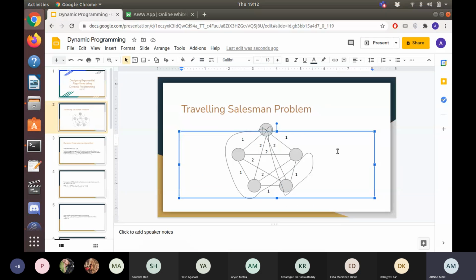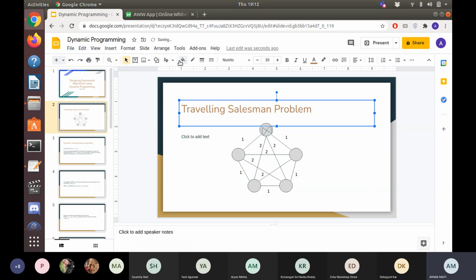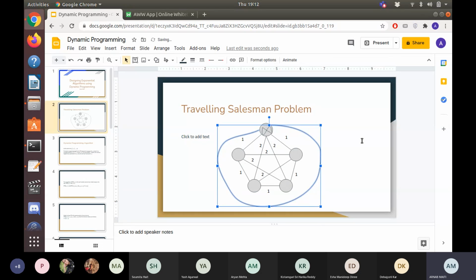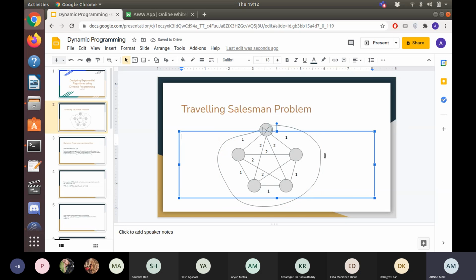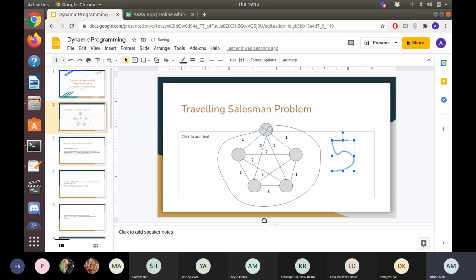But the question is, can you do better than this? Obviously there is one more cycle. You start here, you go like this, and you come back. So this is the path, and the sum of the length of the edges is 5. So your optimal answer is 5 basically. This is the basic crux of the traveling salesman problem.